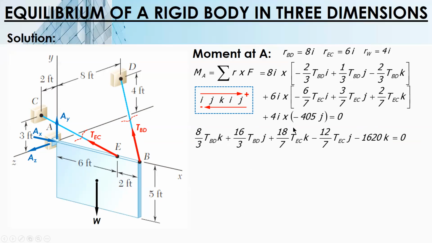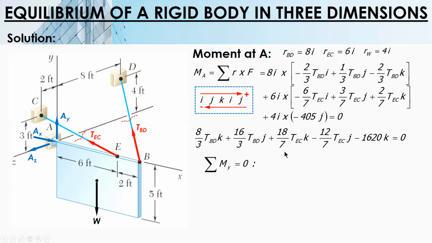Like for example, this one, last term, I cross J. I cross J is positive K man. Pero kay negative and positive man, negative. 4 times 405 is 1620.